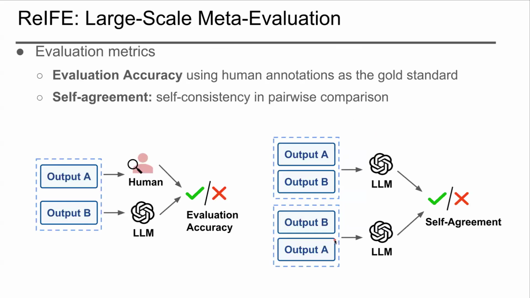And then we evaluated 2 things. The first one is evaluation accuracy with respect to human, and then self-agreement: if you swap the outputs, how many times the LLMs agree with themselves.